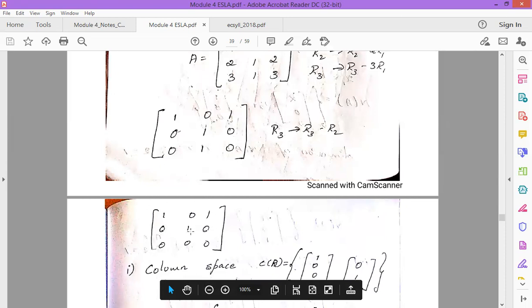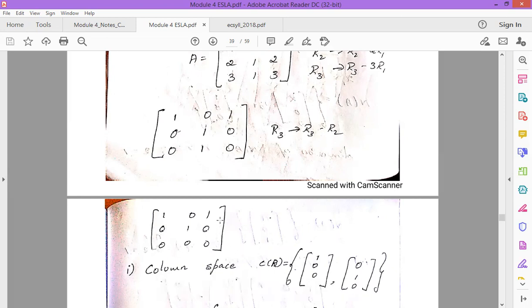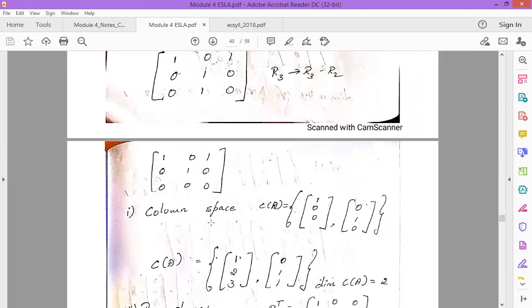So once you get this matrix A and the reduced form of matrix A, then we can go for identifying the 4 fundamental subspaces. So the first one is the column space. Here, column space is nothing but wherever the pivots are present.